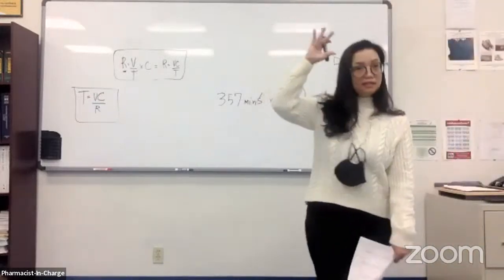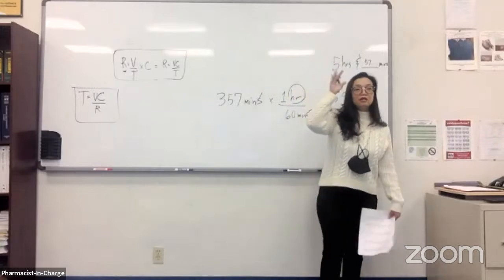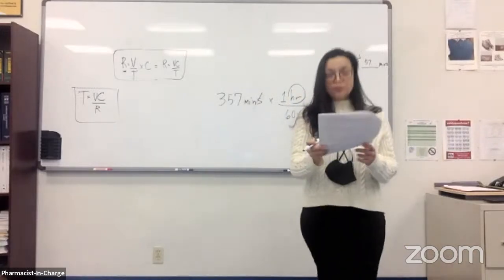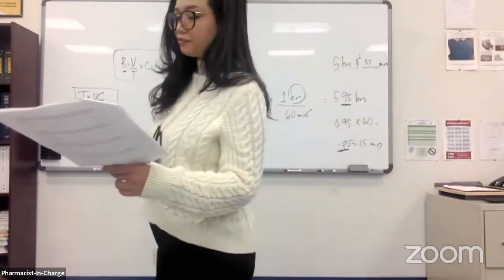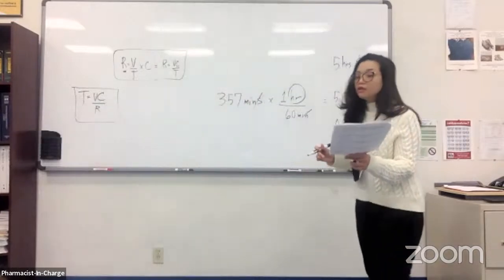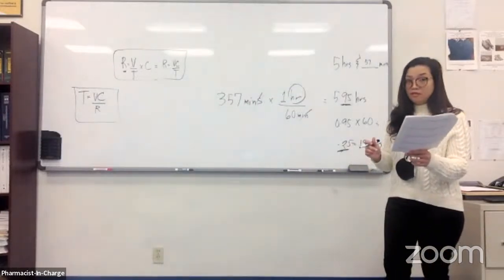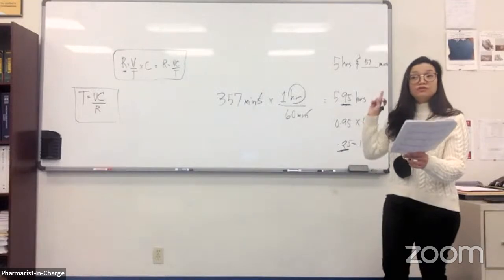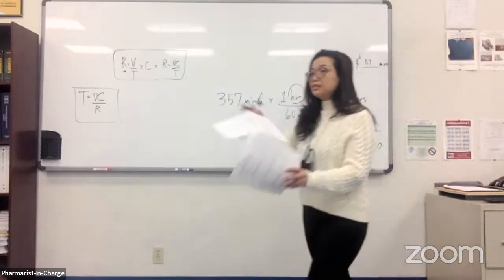Did you make the adjustment? Yes, in your brain, on your paper? Yes. Okay, number 20, Roxy. 250 minutes. Correct. 4 hours and 10 minutes. Correct. Who got that one? 250 minutes, which is 4 hours and 10 minutes.